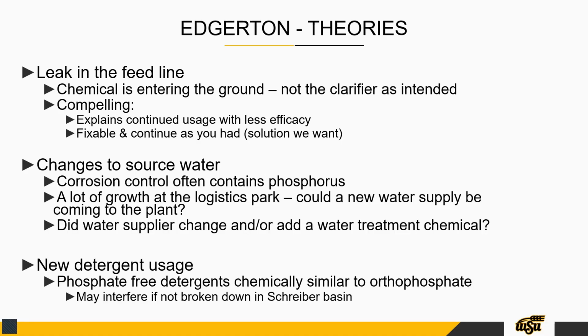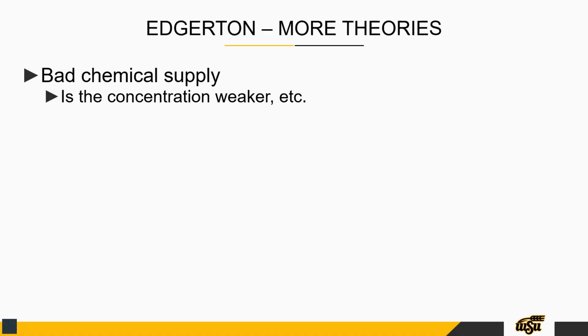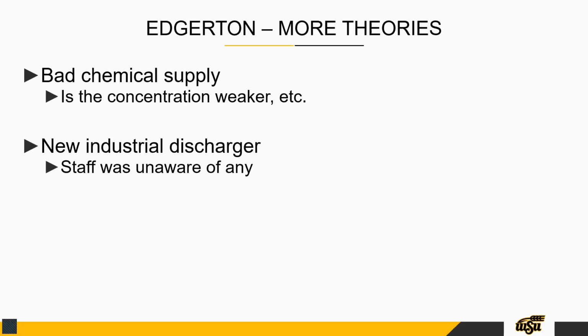We were also considering that it's the area where they have the rail to truck infrastructure, a lot of warehouses. Possibly there was some chemical in the collection system being used that was interfering with the alum dosing. We have some more chemical theories. Possibly it was just the alum wasn't really good alum. Maybe it's weaker concentration, so you're not seeing the response you would hope. We also considered maybe there's a new industrial discharger that's increasing orthophosphate or having some sort of interference.